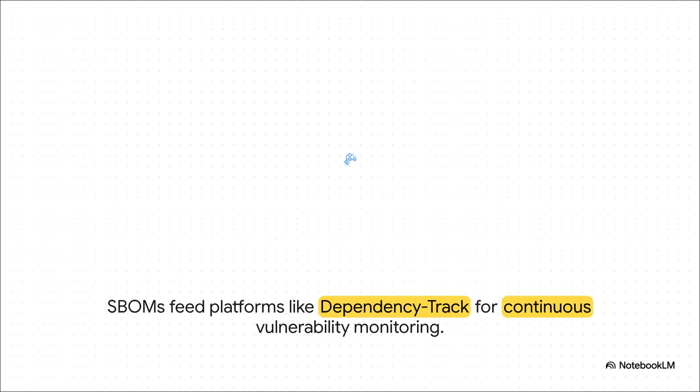And this is the payoff. This is where it all comes together. Once your SBOM is stored, it gets fed into an analysis platform, something like OWASP Dependency-Track. Now, when a new vulnerability is discovered out in the wild, you don't have to scramble. Your system just automatically flags every single product that's at risk. That's the game-changing leap from reactive panic to truly proactive security.